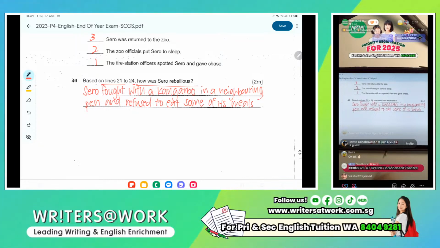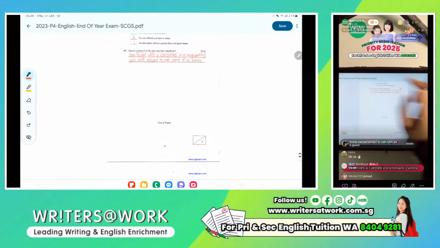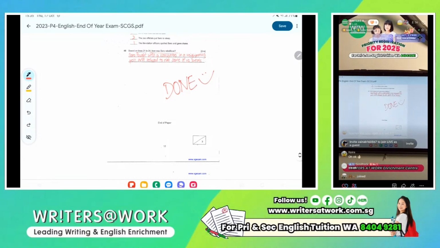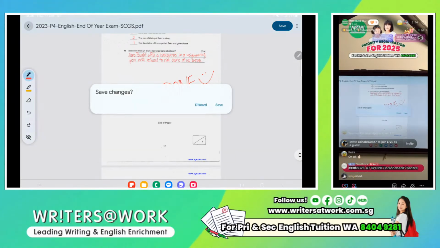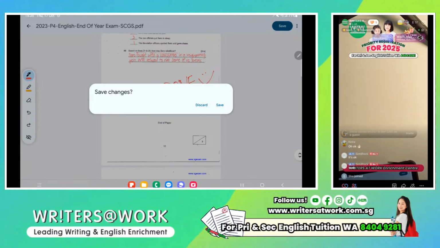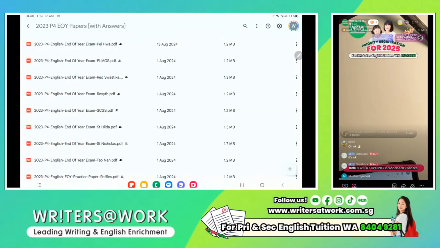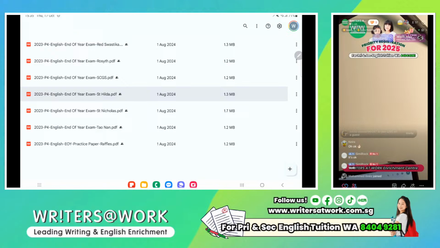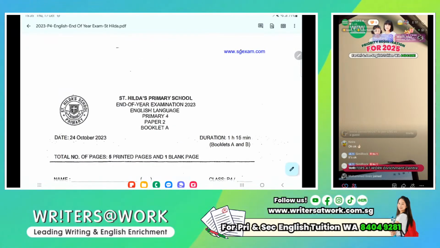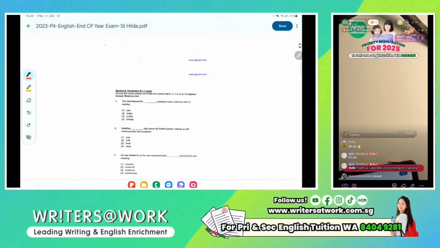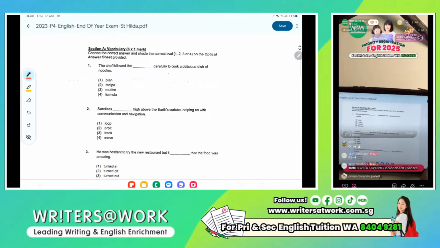Okay, let's go on to the next paper. Since we have completed this, thank you all for joining. We are moving on to the next P4 paper. Let me go and look for it. Okay, SCGS. Now we are moving on to St. Hilda Primary School. Now we go to the vocabulary part.